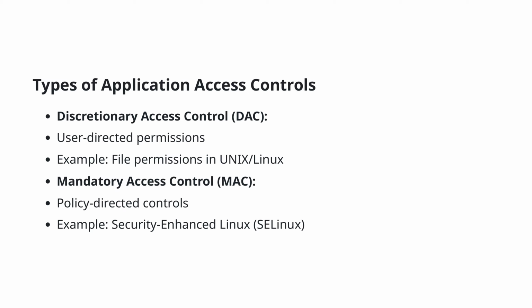Unlike DAC, MAC is policy-based and enforced by the system rather than the user. An example of this is Security Enhanced Linux, SELinux, which implements stringent access policies that users and processes must adhere to. These access control mechanisms are fundamental to establishing a robust security framework for your applications, ensuring that only authorized users can interact with sensitive data and functions.